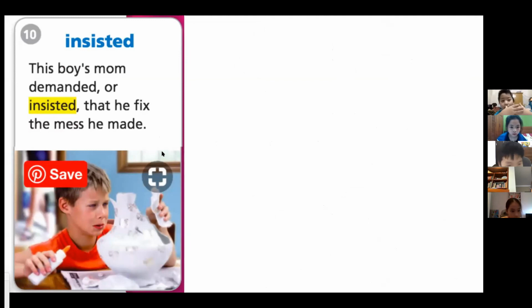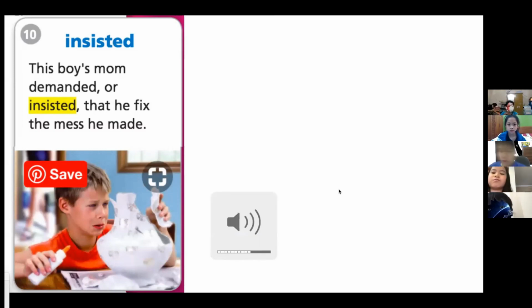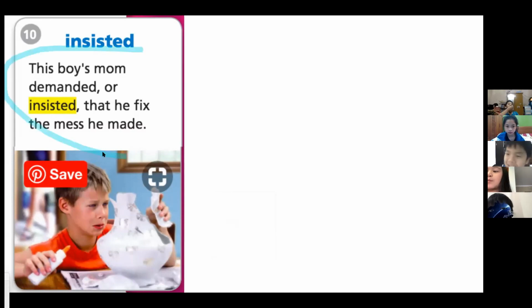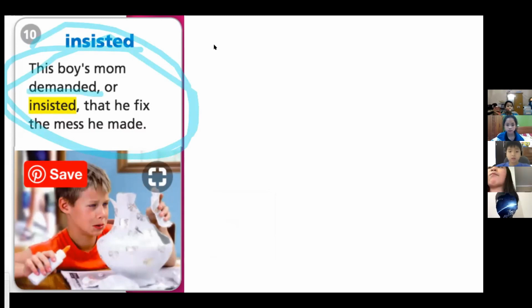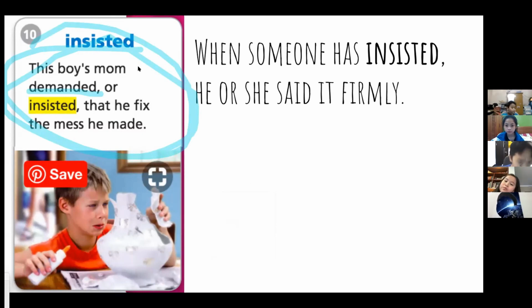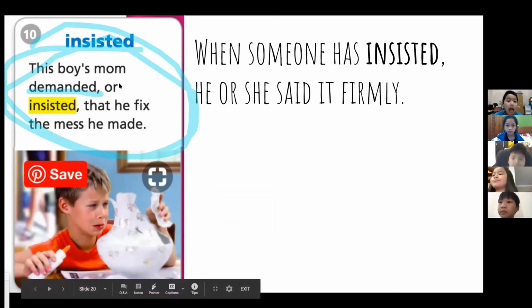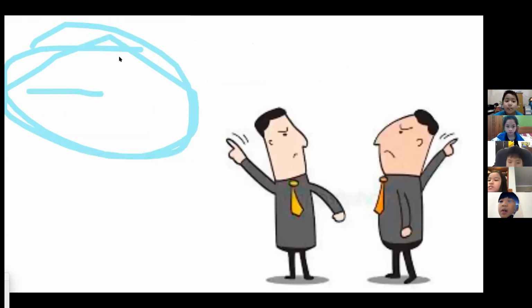Hen, can you read insisted to us, please? This boy's mom demanded or insisted that he fix the mess he made. Good job. So, James, what is the synonym for the word insisted in this sentence? Look at the sentence. Which word means the same as insisted here? Demanded. Okay. When you insist or demand, you have said it firmly. So if I say, I insist that you do your homework, I'm not asking you to, I'm not giving you a choice. I really, really, really want you to do your homework, right? Okay. So let's see.